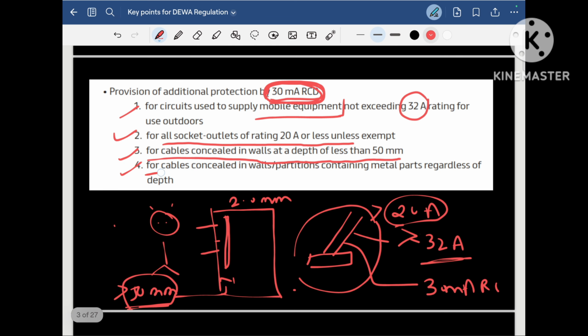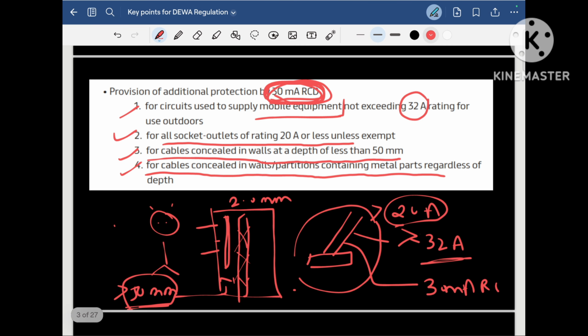Now the fourth point says that a cable is concealed in a wall partition containing metal parts. Suppose sometimes we have a gypsum wall or cement board wall having a metal frame, or we can say a GI stud, in the wall. If we are running a wire through a conduit or openly in such a wall where there is a metal frame inside the wall, then we have to go for a 30 milliampere RCD, earth leakage protection. Hope you are very clear with this important point.